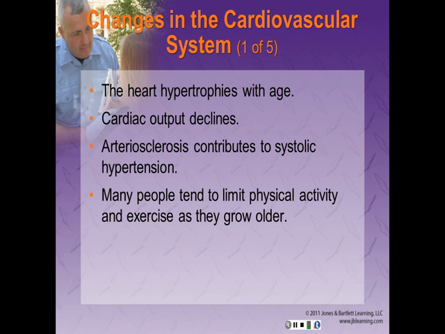Cardiovascular system changes. A variety of changes occur in the cardiovascular system as a person ages, with the net effect of a decrease in the efficiency of the system. The heart hypertrophies with age, probably in response to the chronically increased afterload imposed by stiffened blood vessels. Over time, cardiac output declines, mostly as a result of a decreasing stroke volume. Arteriosclerosis contributes to a systolic hypertension, which places an extra burden on the heart.